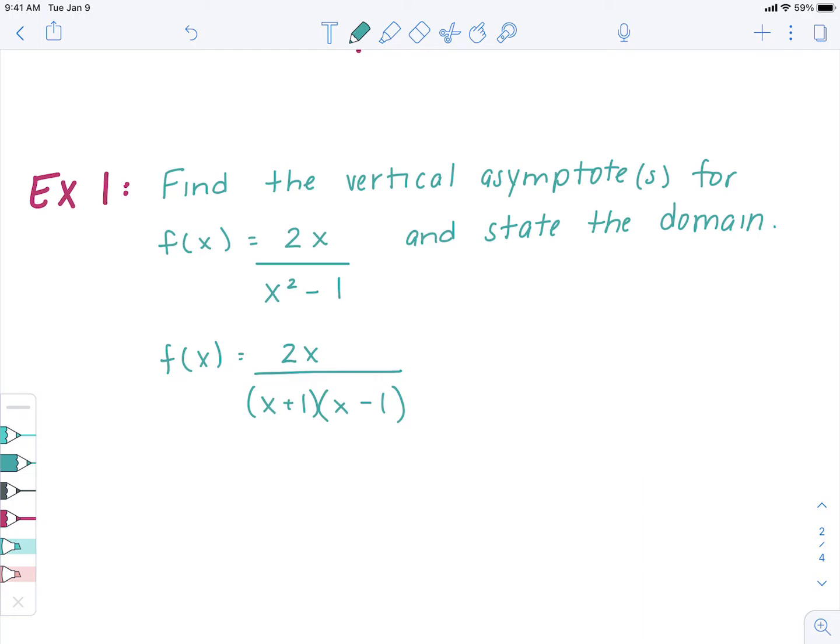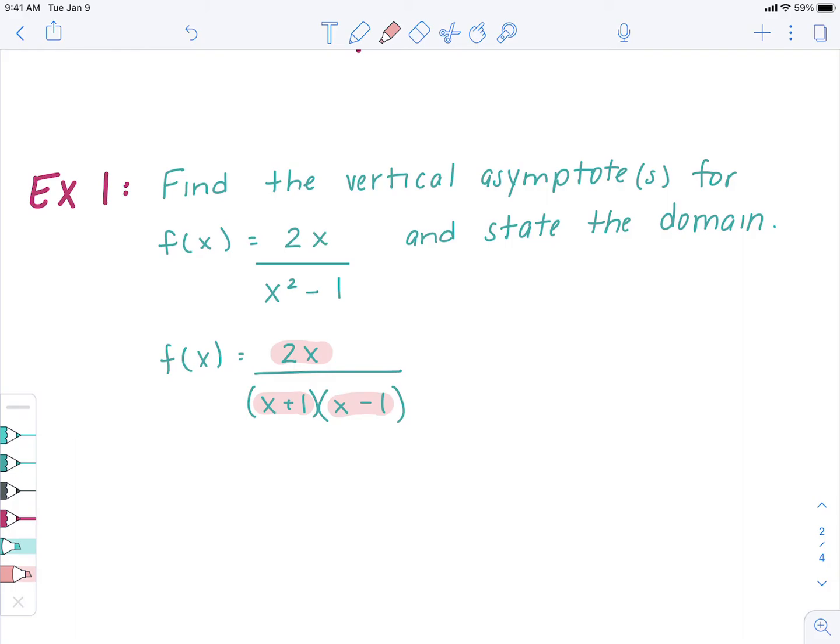So now once I factored it, I want to see if there's anything in my numerator that's the same as my denominator. And here I can see there's not, right? I have a 2x. Then I have an x plus 1 and an x minus 1. If any of those factors were the same, I could cancel them out and completely get rid of them, which just makes solving easier. So that's why I want to factor, to check if there's anything I can get rid of before I try and solve something really complicated that I don't have to.